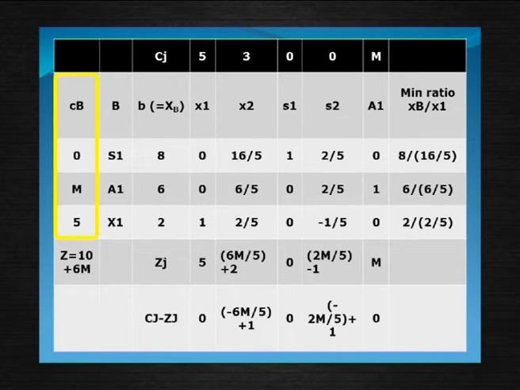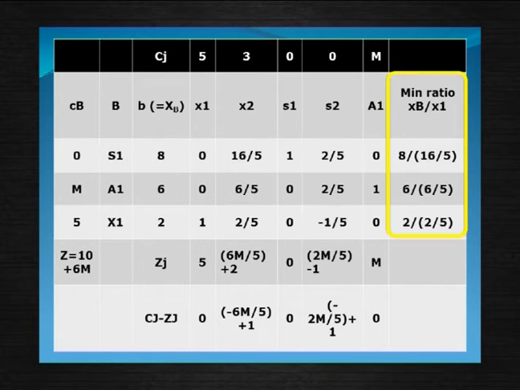The coefficients are 0, M and 5. The variables in the basis are S1, A1 and X1. The solution values are 8, 6 and 2. The Cj values are the same. The values of X1 variable are 0, 0 and 1. The values of X2 variable are 16 by 5, 6 by 5 and 2 by 5. The values of S1 are 1, 0 and 0. The S2 values are 2 by 5, 2 by 5 and minus 1 by 5. The values of A1 are 0, 1, 0.